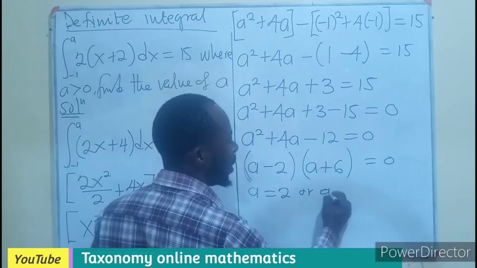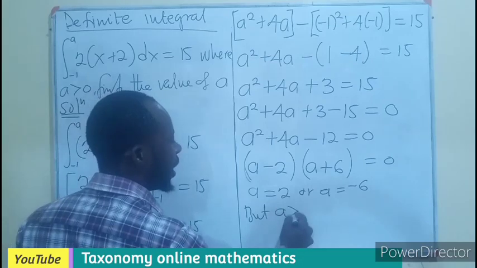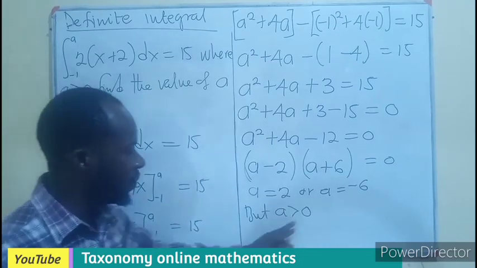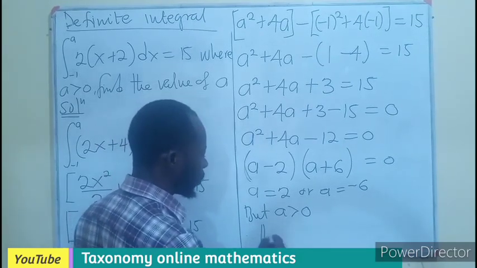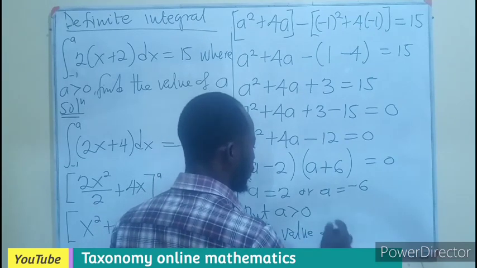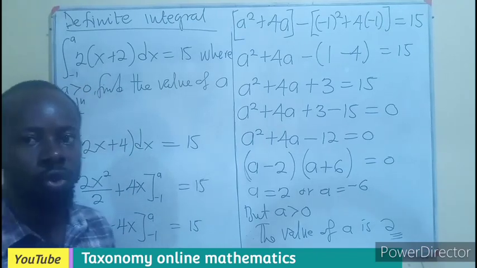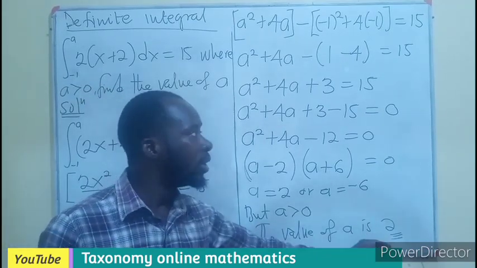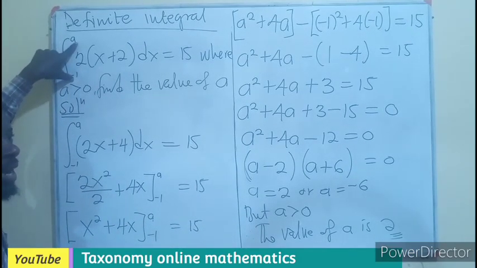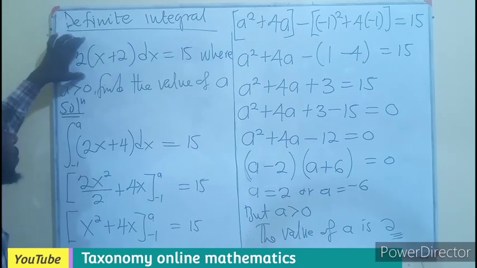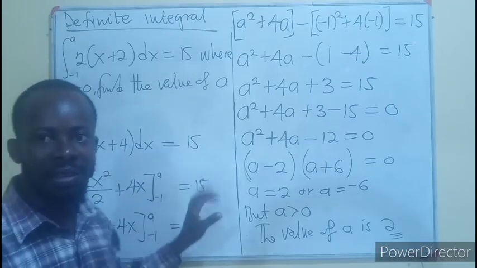So we have a equals minus 6. But we have been given a condition that a is more than what? 0. So if a is more than 0, it means this cannot be the answer. So therefore, the value of a is going to be considered as 2. We are going to ignore the minus 6. It simply means that if a is replaced with 2, lower limit -1, 2 for upper limit, if you do the integral of this, we are going to have 15. That is the meaning. I believe this is okay.